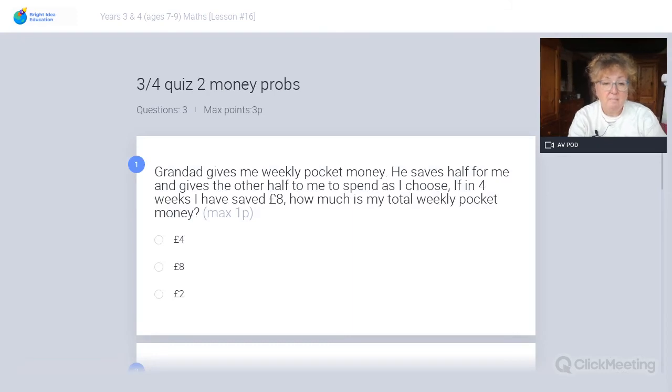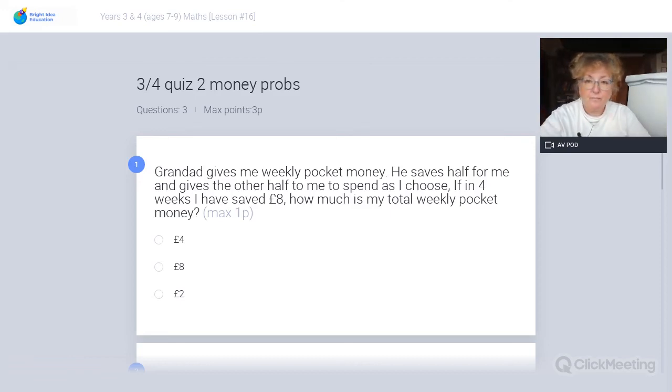These are word problems to do with money. Let's see if we can sort these out. Let's have a look at these and see if we can use the work that we've just done to apply to word problems.